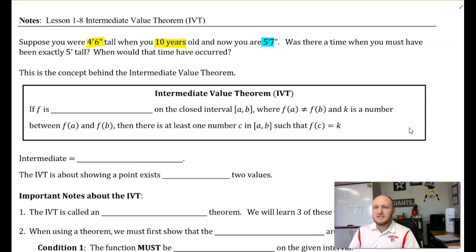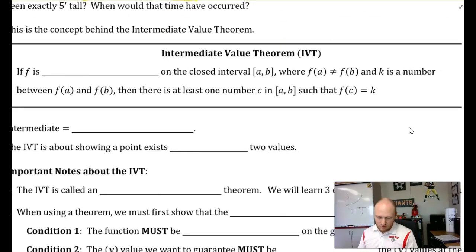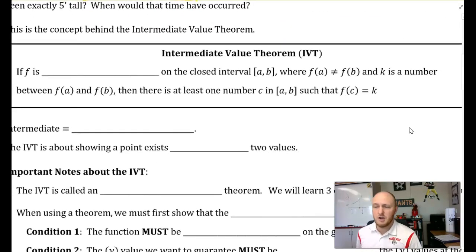Okay, was there a time when you must have been exactly 5 foot tall? When would that time have occurred? I mean, yes, in order to get to 5'7", you had to be at least 5 feet tall. Okay, and when would that time have occurred? Well, it would have had to occur sometime between when you were 10 and now. That is the concept, and that's the idea behind the intermediate value theorem. It's kind of like a duh, like it exists, and we go ahead and illustrate this with a couple of conditions, okay? So let's go ahead and introduce you to the intermediate value theorem.